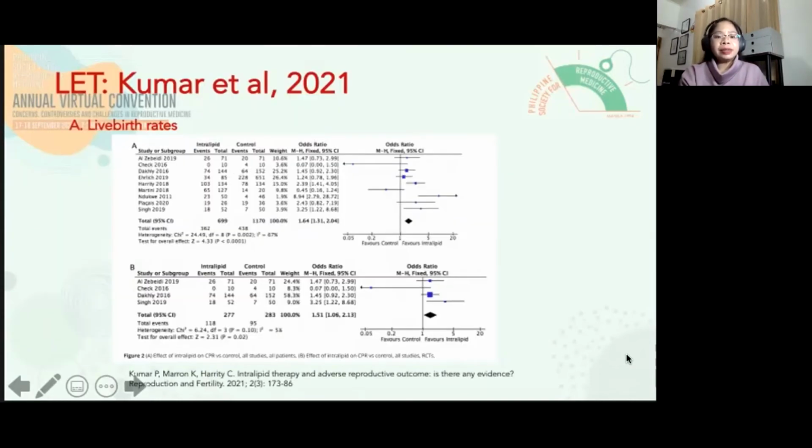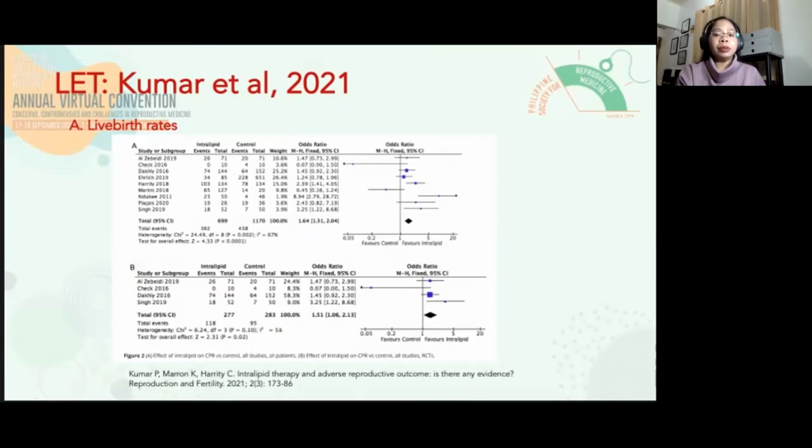Now, this is a meta-analysis done by the group of Komar et al. and published very recently this year. So they identified 9 studies reporting clinical pregnancy rate as an outcome measure. And as you can see here, there's a significant improvement in clinical pregnancy rate with the use of lipid emulsion therapy versus the group that was not given immunotherapy.